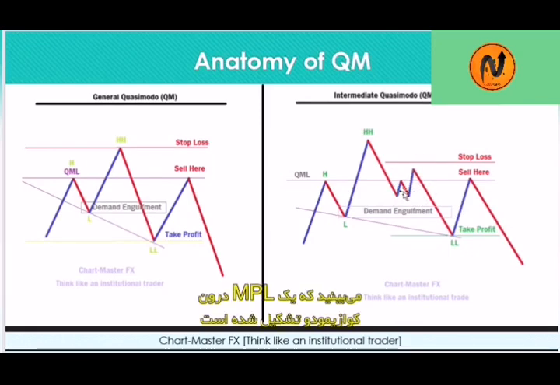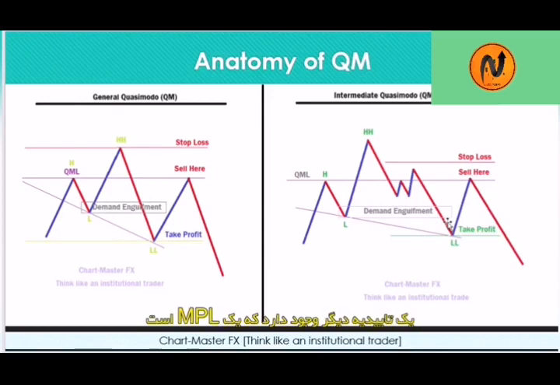So once you see that an MPL has been created inside the Quasimodo, then you know that when the price returns to that level, that's when you can place a trade. So you can see, guys, that we had a low here, and this low was engulfed and it created a lower low. Once it created a lower low, you can see that when the price returned to the Quasimodo level, and now we have another confirmation, which is the MPL, then you can place your trade.